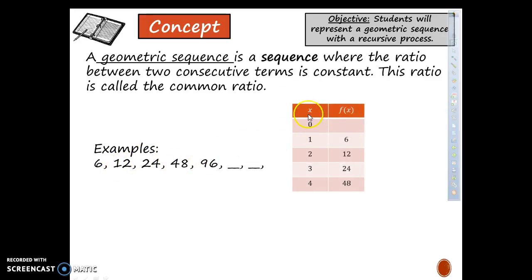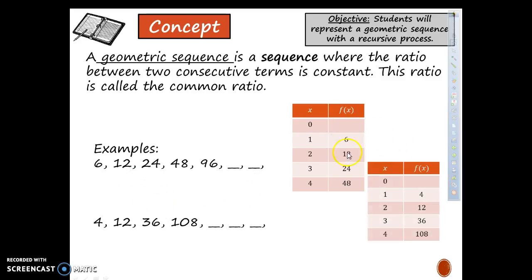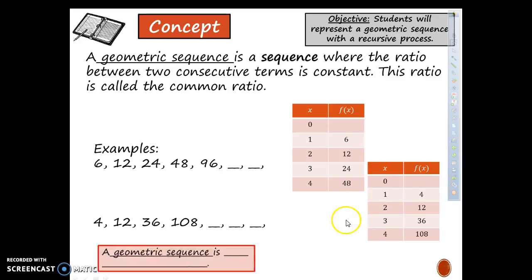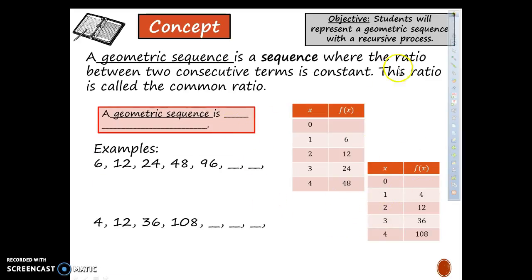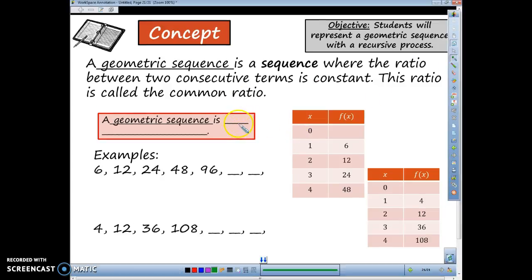And we can represent this in a table, right, where our first term is 6, our second term is 12, third term is 24, and our fourth term is 48. Another example would be 4, 12, 36, 108. Here again I have a table representing these values. So what is a geometric sequence? Well, a geometric sequence is a sequence where the ratio between two consecutive terms is constant.